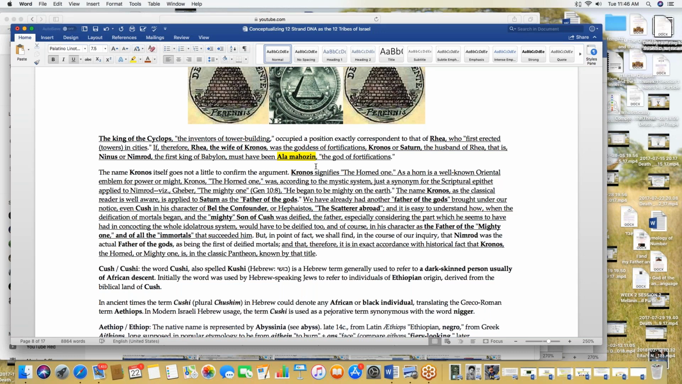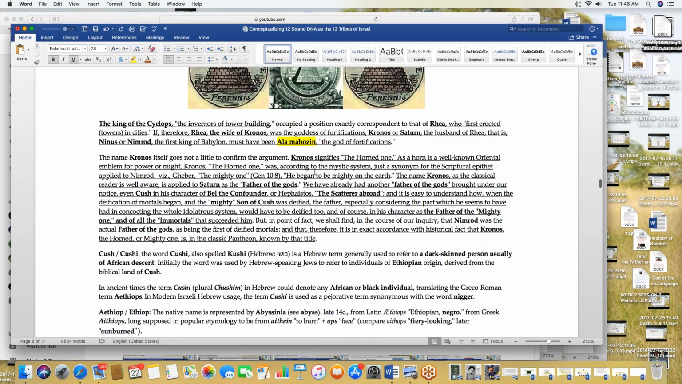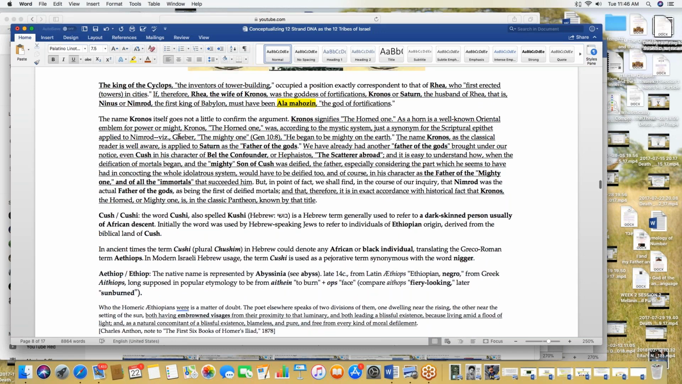Keep it in mind. The name Cronus itself goes not a little to confirm the argument. Chronos, here we go, signifies the horned one. We done already talked about this, Nasi. Signifies the horned one, as a horn is a well-known Oriental emblem for power or might.